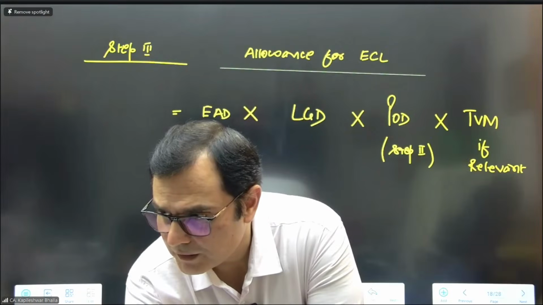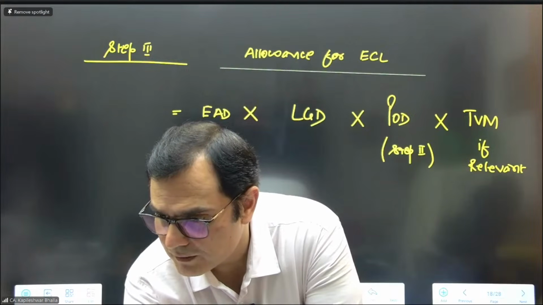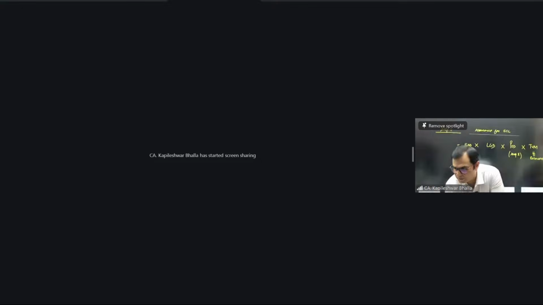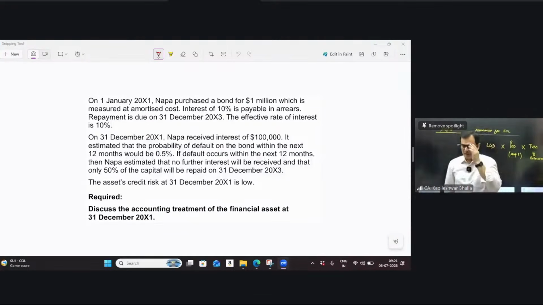Something different. Maybe you've not done this. Let's have a look at this question. We'll apply the 3 steps on this. So maybe you can take a snapshot of this question. I'll just solve this out for impairment. Let's read the facts of the case.